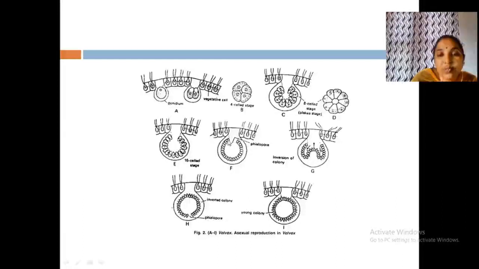So next step, what is the condition? Invagination. This pointed end is towards the inside, the anterior end is inside. This has to come outside. So a process known as inversion or invagination takes place. It turns around like this, invagination. Now the anterior side becomes outside. Then again cells are formed and this phialopore or opening becomes closed. So it forms a circular structure like this. This is a new colony.